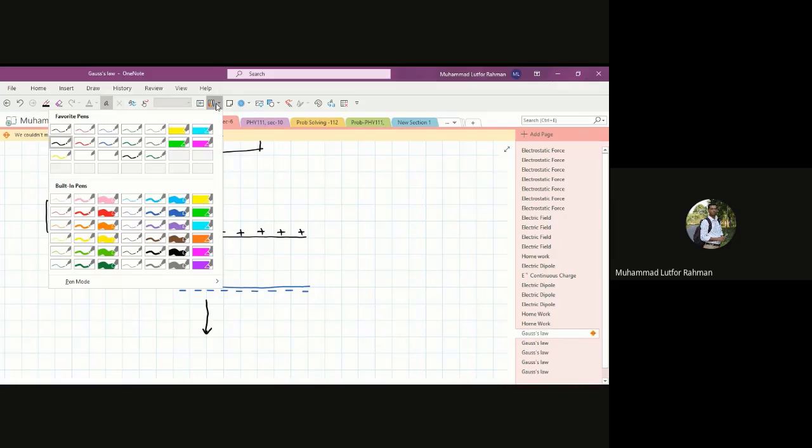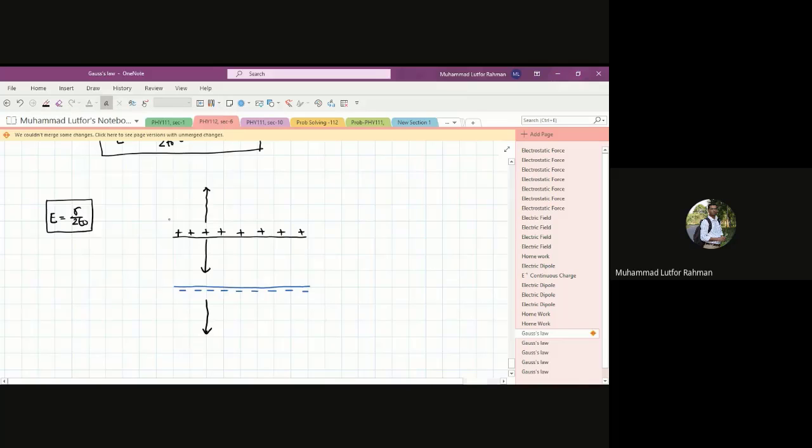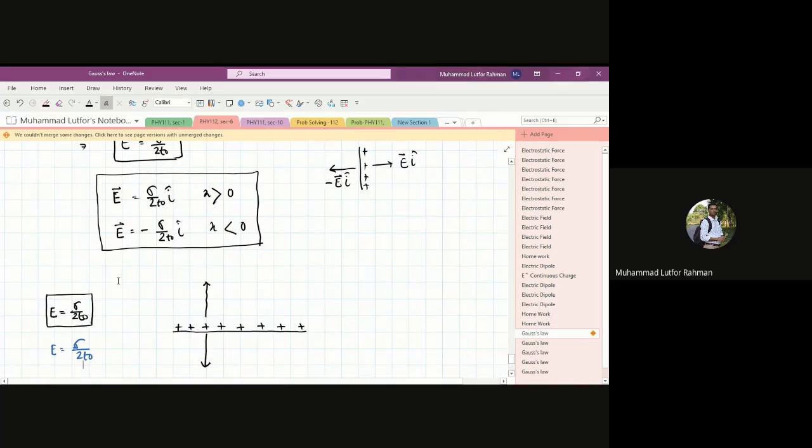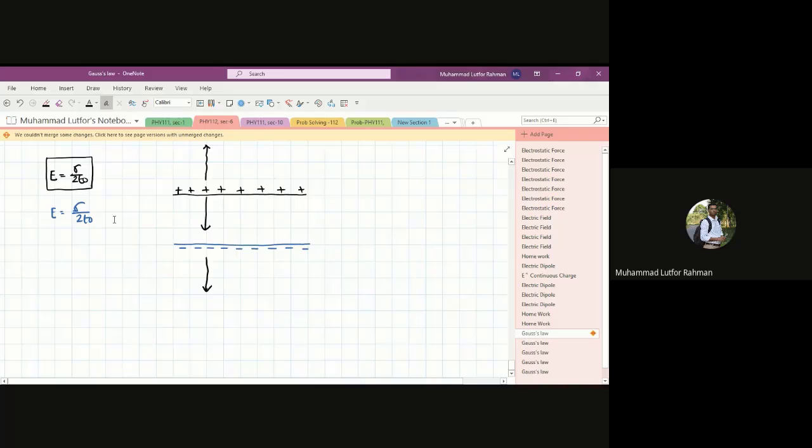Now if you consider the negative charge, the electric field strength is the same, but it would be in the opposite direction, right? So the strength will be sigma by twice epsilon naught, that we wrote over here. Then for the negative surface charge, I know that the electric field will be towards the plate, right? This will be towards, this will also be towards, and this will also be towards, right?